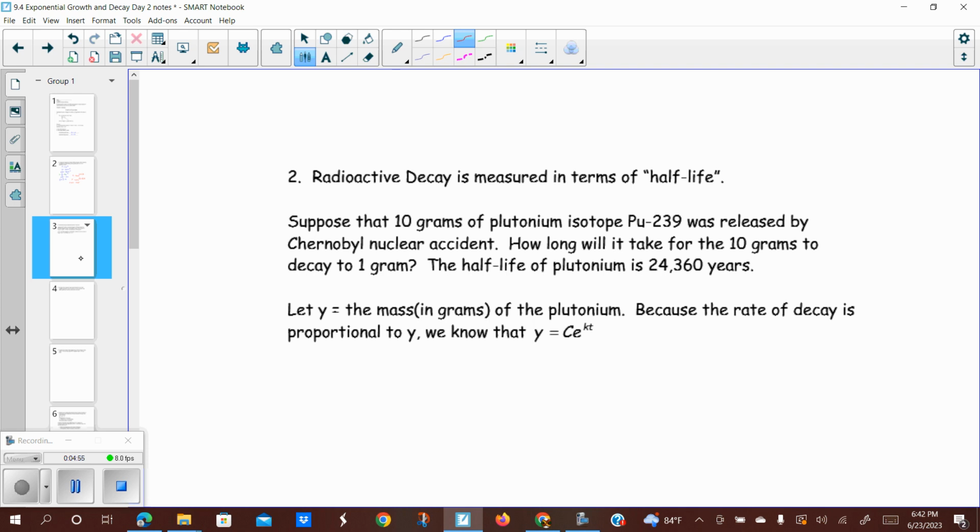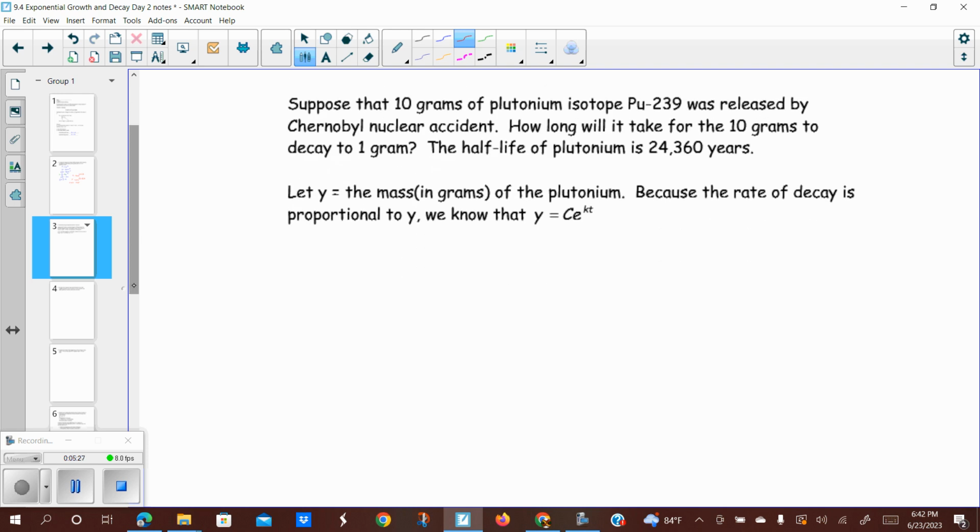Suppose that 10 grams of plutonium isotope 239 was released by the Chernobyl nuclear accident. How long will it take for the 10 grams to decay to 1 gram? It tells us that the half-life of plutonium is 24,360 years. That is a long time for this isotope to decay. So let Y equal the mass in grams of the plutonium. Because the rate of decay is proportional to Y, we know that we can use the standard growth model. So let's see, what do we know? We know that the initial amount that they gave us was 10.